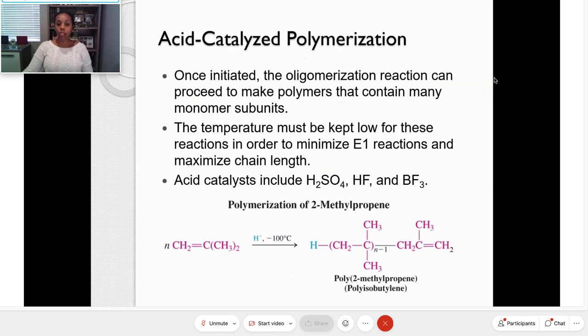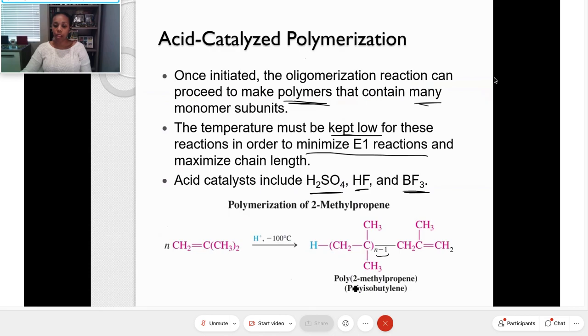So when we start this, as I said, we can proceed to make a polymer that has many of these units, but what do we need to do? We keep the temperature low to minimize E1. Remember, eliminations are favored at higher temperatures. When we have carbocations, they can do eliminations, giving us the alkene. So if we want to get the chain length to be long, we don't want to stop it, we keep the temperature low. If we increase temperature, that's when we'll stop the reaction, because we'll start to do the elimination. But we can use any kind of acid catalyst. Here's some examples: H2SO4, HF, and then a Lewis acid, boron trifluoride.